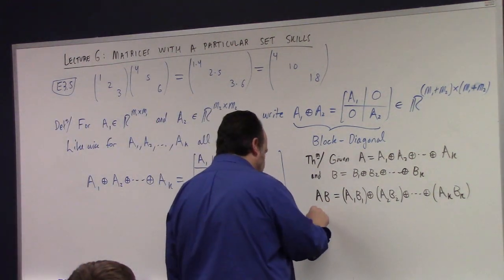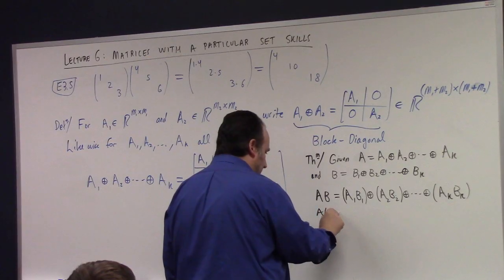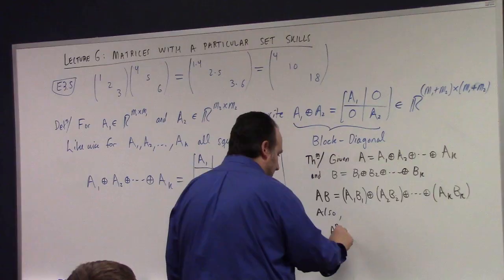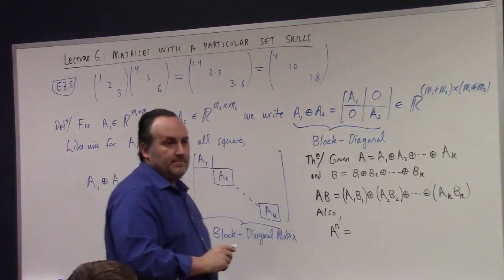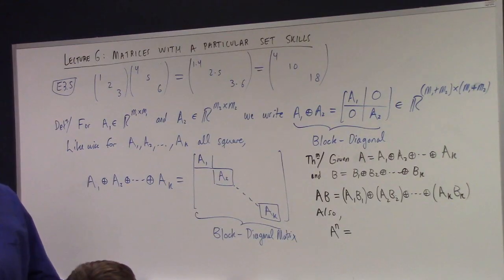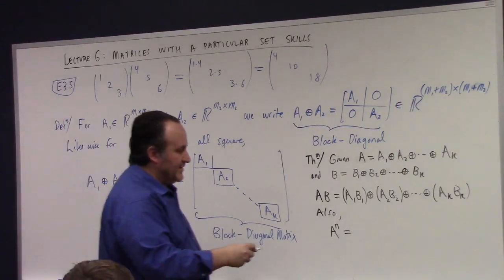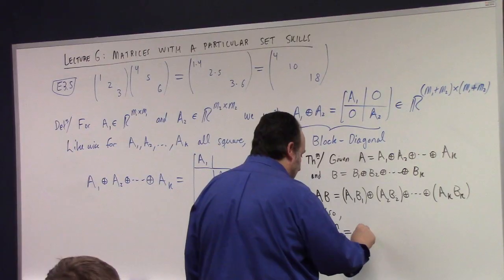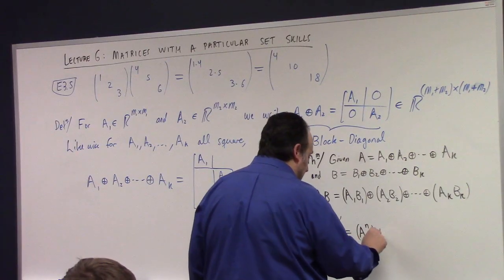And so, what's the deal if you take A to the nth power? What happens when you multiply the matrix by itself? You just get the square of the first block, the square of the second block, all the way out to the square of the kth block. Continue this pattern. The nth power of a block diagonal matrix is simply the block diagonal matrix where each block is raised to the nth power.